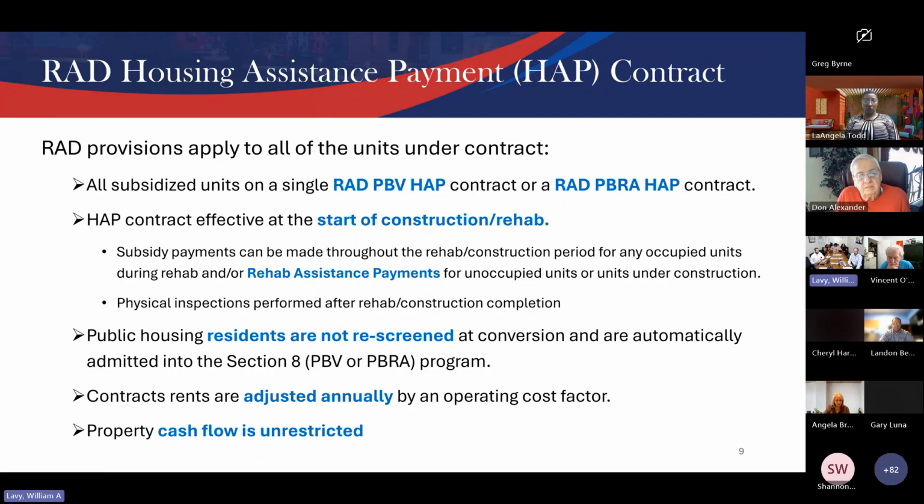Contract rents are then adjusted annually over the term of the contract by an operating cost factor. And importantly, property cash flow is unrestricted. So you have your contract rents, properties will have their expenses. What comes out after that is not put into an operating reserve or residual receipts account. That cash flow is unrestricted. It is earned by the owner.